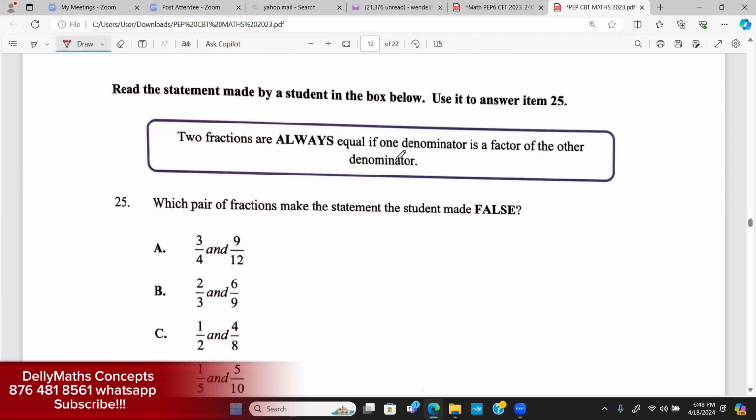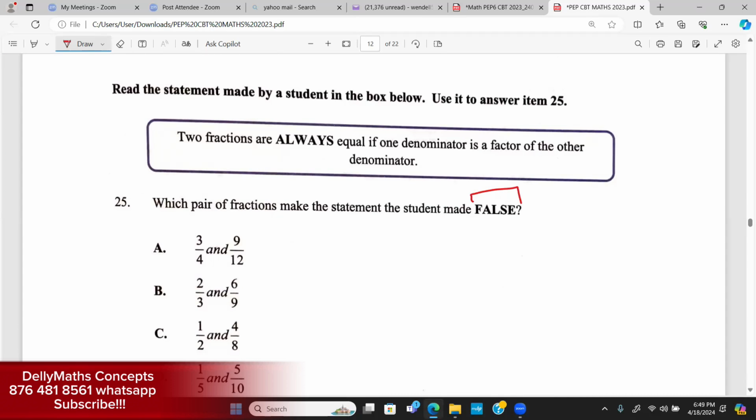All right, read the statement made by a student in the box below. Use it to answer item 25. Two fractions are always equal if one denominator is a factor of the other denominator. All right, so we're seeing that. It says, which pair of fractions makes the statement the student made false?